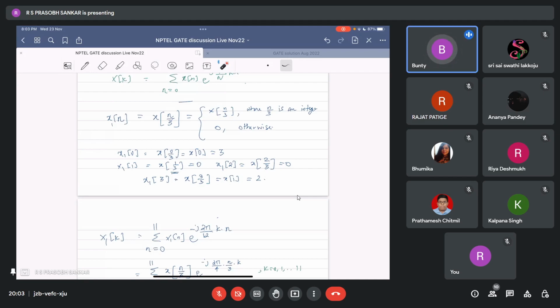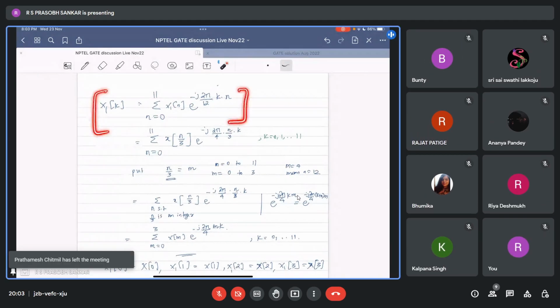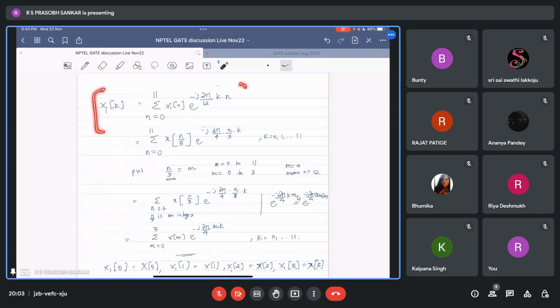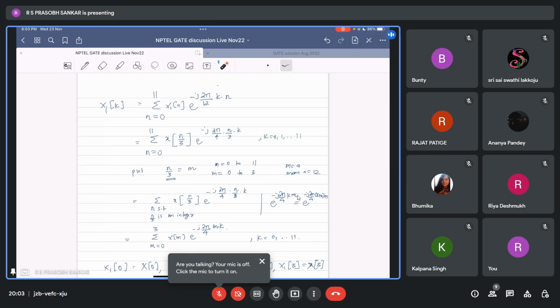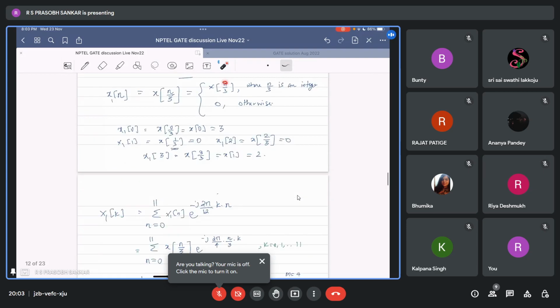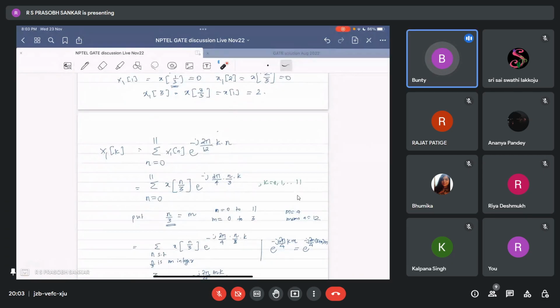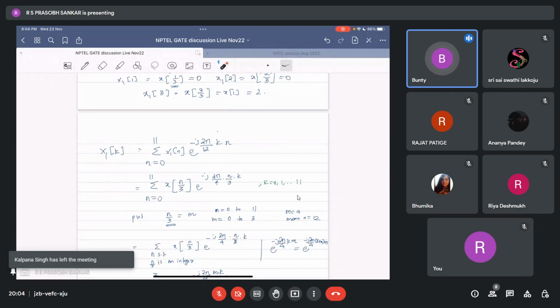So this X1[k] is equal to the summation of n equal to 0 to 11. This part I'm not getting it. So this is the DFT definition. This slide is fine, no? After this, I just replaced it, with the understanding that wherever it is not an integer, we'll be having 0 as a value. Is it okay? How did you replace n? It is written e to the power minus j 2 pi by 12 k n, and in the next line you have written 2 pi by 4 into n by 3 into k.